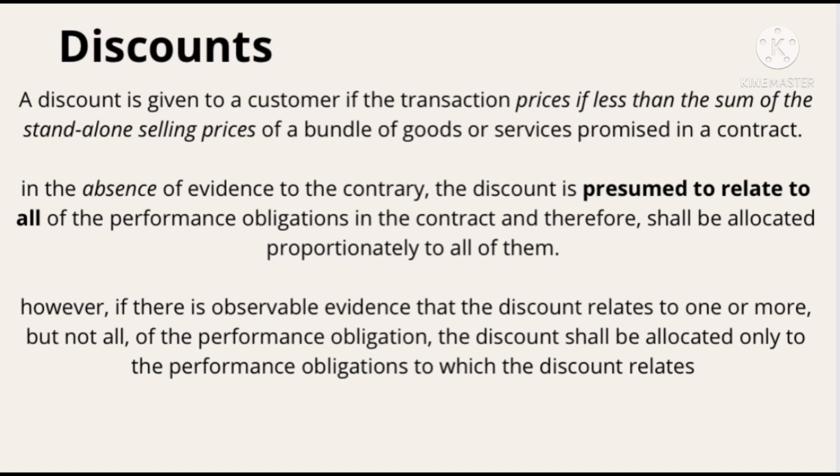There is no accounting problem here because the discount is automatically allocated when the transaction price is allocated to the performance obligations based on the relative standalone prices of the goods or services. However, when there is observable evidence that the discount relates to one or more but not all of the performance obligations, the discount shall be allocated only to the performance obligations to which the discount relates.